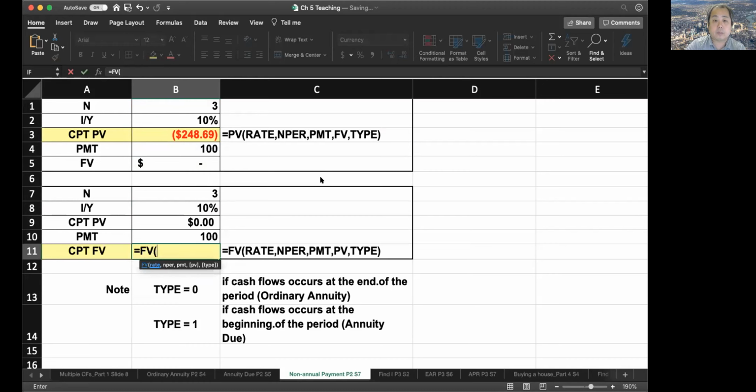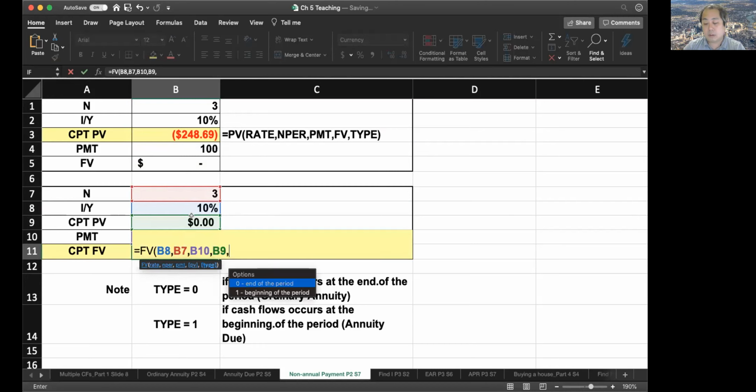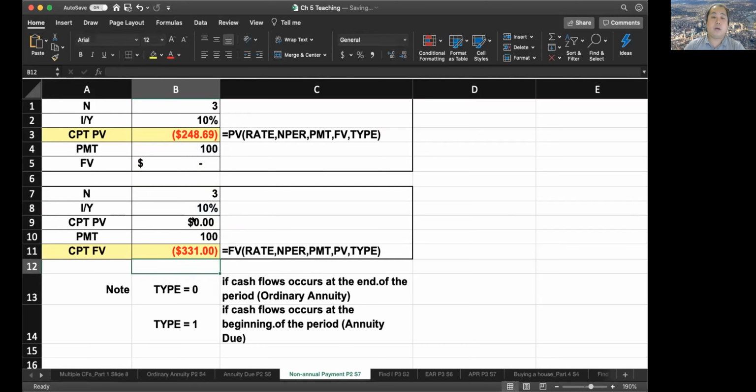Same thing here, 3, 10%, and now present value 0, PMT 100, and calculate the future value. Rate, number of periods, PMT, present value, and type is 0. You get 331. Okay, you have the same answers.